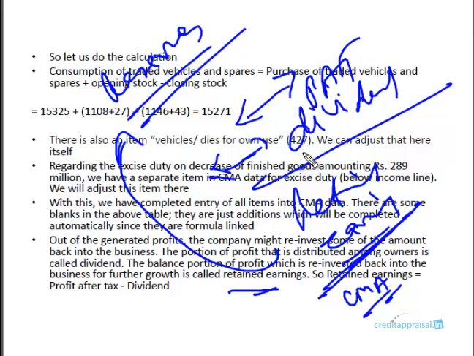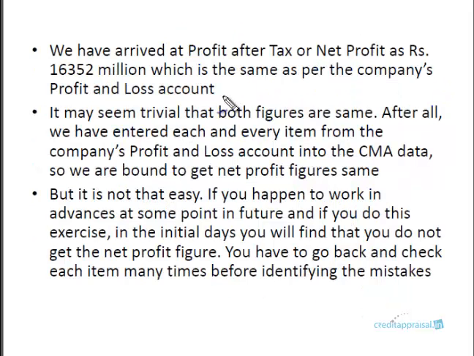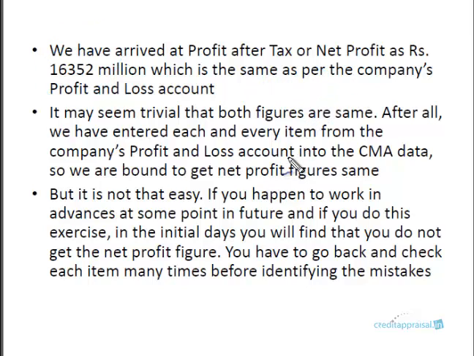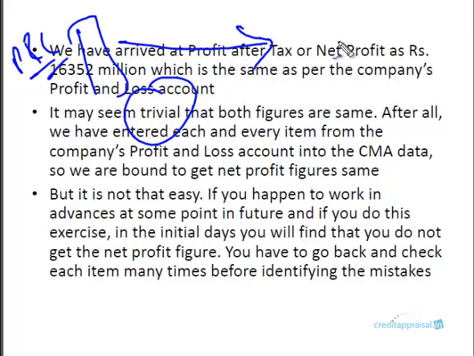So if you see, the profit which we arrived at is the profit in the CMA data. The profit as per the P&L account of Maruti Suzuki is 1635.2 crores. So we also added the same profit in the CMA data. It might seem trivial that both figures are the same. After all, we are taking each and every item in the P&L account and putting it in the CMA data. We have not done something great. So obviously the profit you get here will be the same profit.